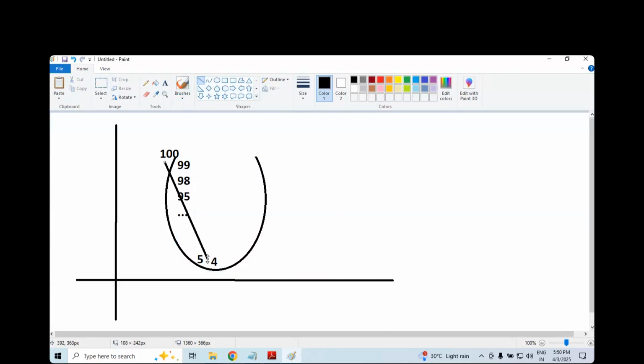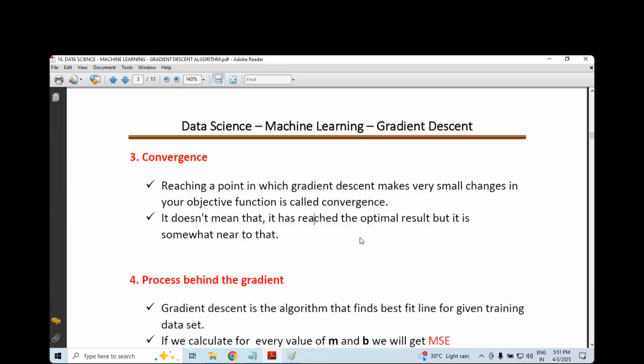The error will always travel. Sir, you know what? When I'm talking about the gradient descent algorithm, think like there is one hill, one mountain, some kind of peak. Now you try to keep your ball on top of the mountain. How will the ball travel? Step by step, then slowly by slowly, and at last it will reach a certain point. Am I right or not, sir? Right. Good. It does not mean that it has reached the optimal result, but it is somewhat near to that.